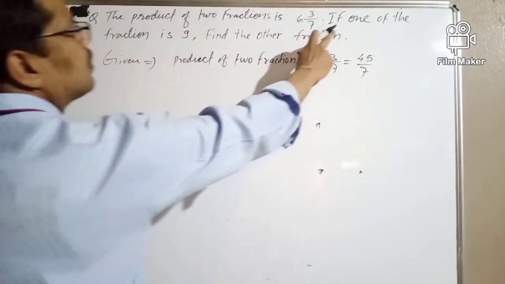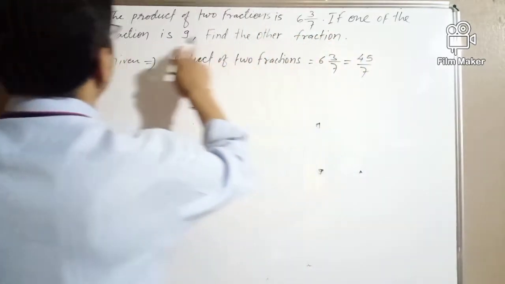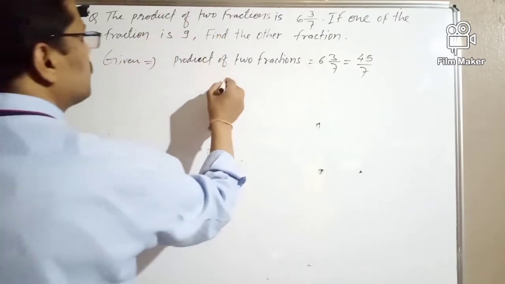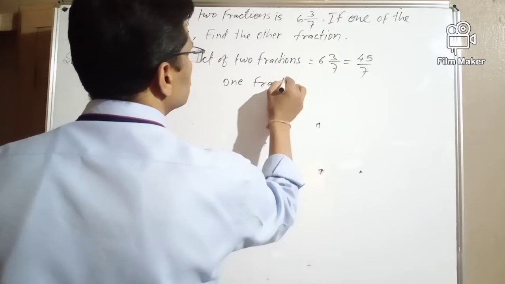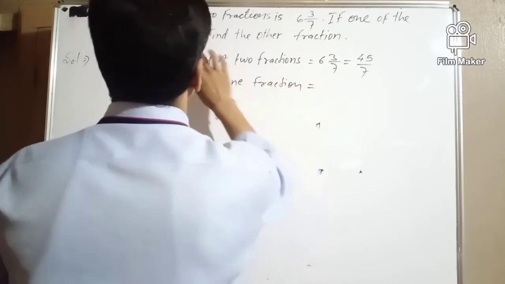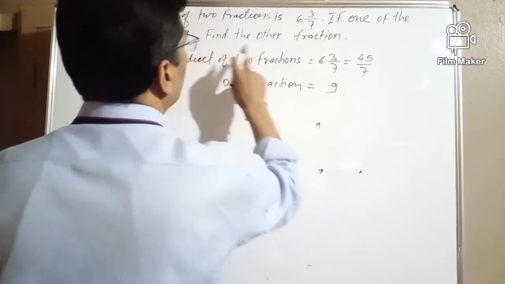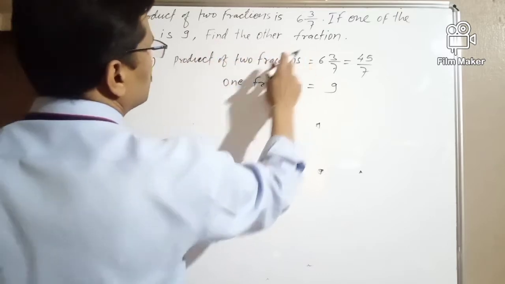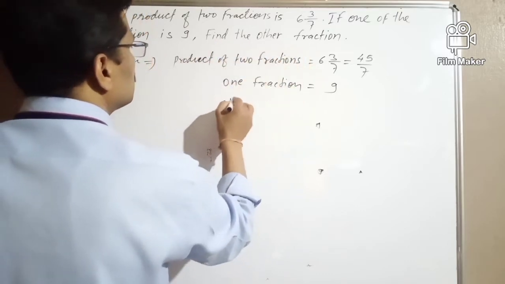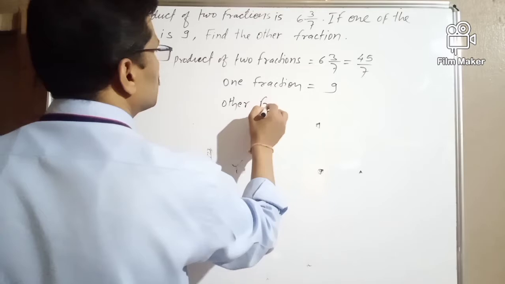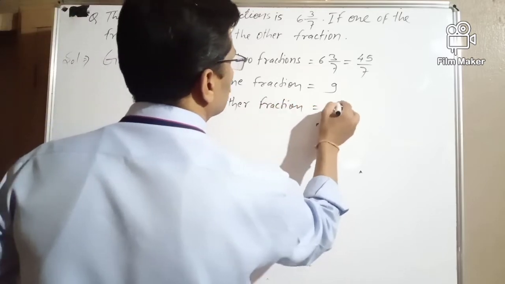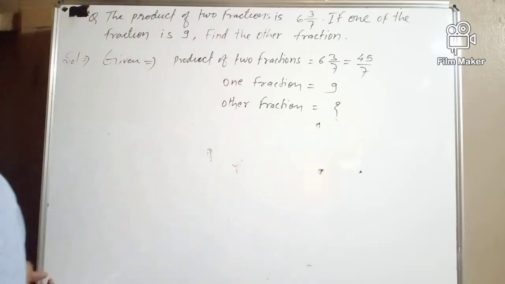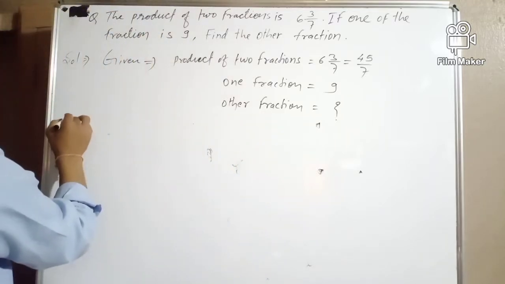Now what else is given? If one of the fractions is 9. One fraction is given, so we can write here one fraction is 9. And find the other fraction. So we can write here other fraction, question mark. Question mark means we have to find out the other fraction.